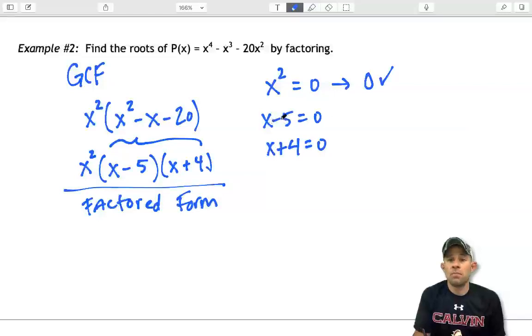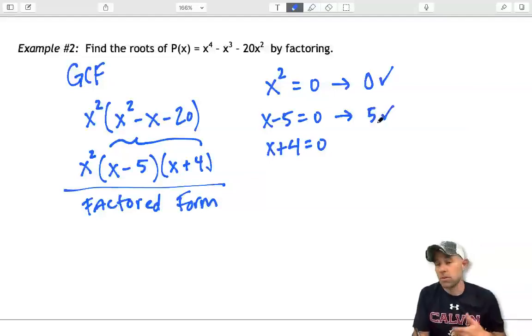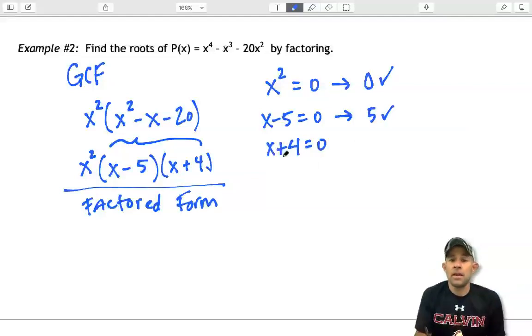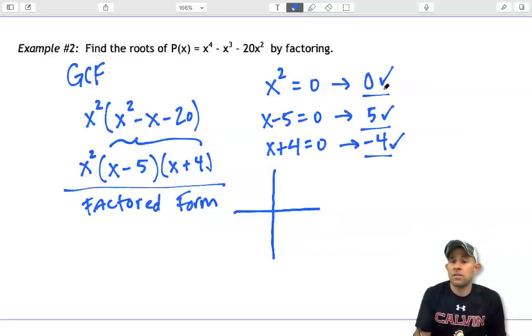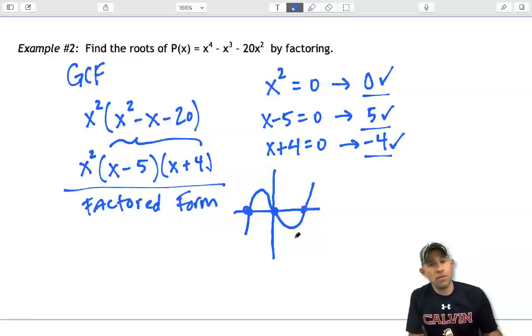When I solve this one now, I'm going to bump the 5 over by addition. So that means 5 is another root, or a 0 of my polynomial. And the next one, I'm going to solve for x. Bumping the 4 over by subtraction, I get negative 4. So my three zeros of this polynomial, or my three roots, are 0, 5, and negative 4. So that means if you were to graph this function here, it would cross the x-axis at 0, 5, and negative 4. So you might have something that looks like this, where this is my negative 4, this is my 0, and this is my positive 5.